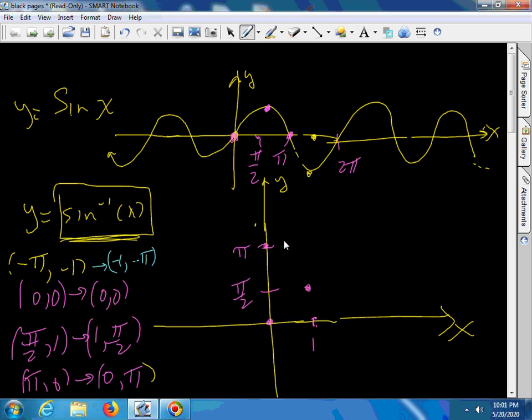Something's wrong there. When x is pi, right here, x is pi, you go to negative 1. So we're going to get negative 1, pi. When x is equal to negative 1, I go up to pi. Okay? So I am right here.